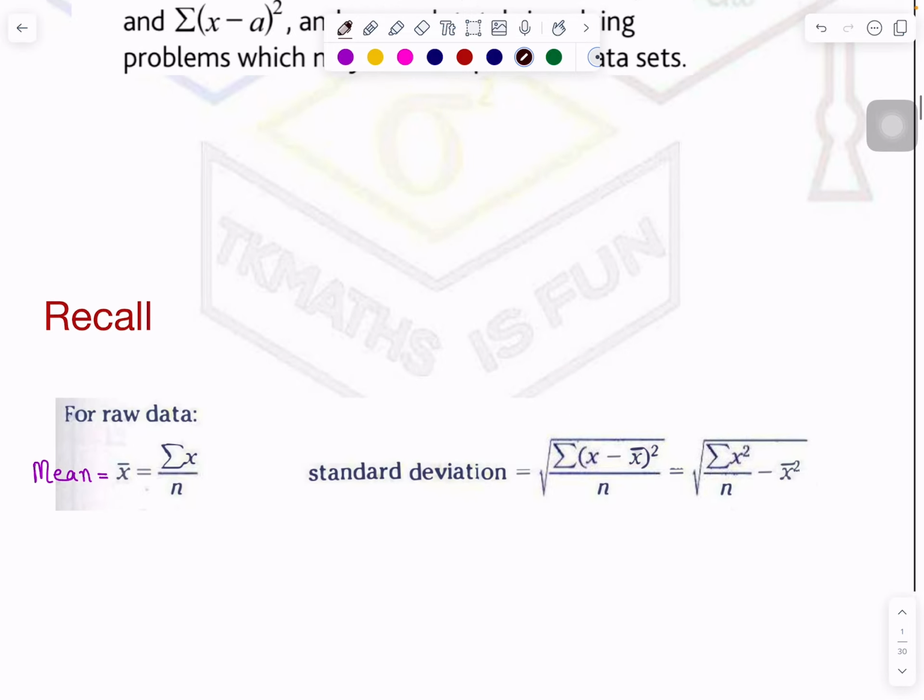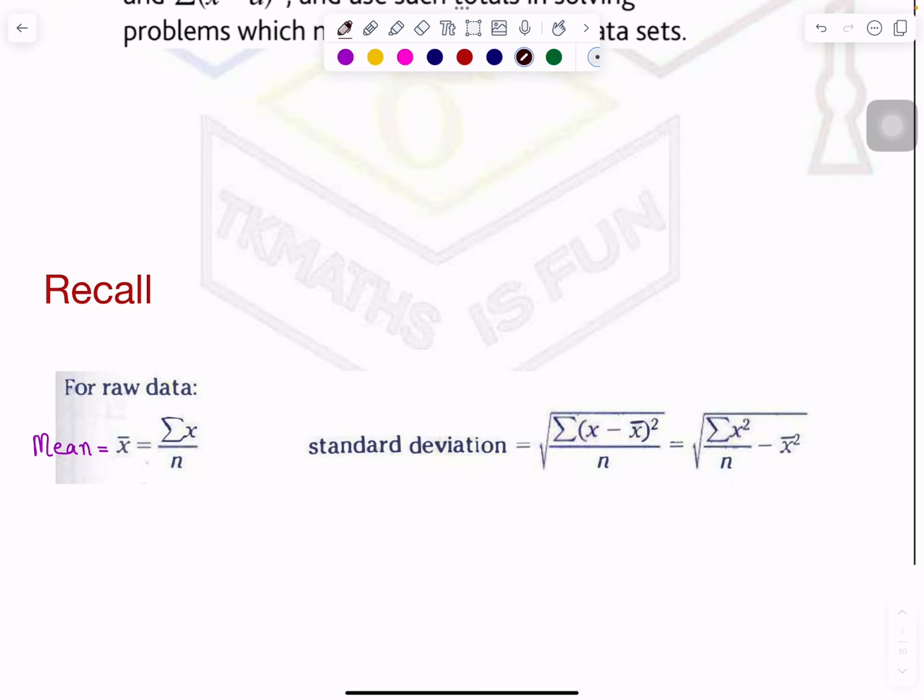Now, the prerequisite knowledge is that you should know the formula for the mean and the formula for the standard deviation. This is for raw data, not for frequency table data. In a frequency distribution, we use f along with it. Right now I'm not using it, so I'm not going to mention it here. Your focus should be on this mean formula and this standard deviation formula.